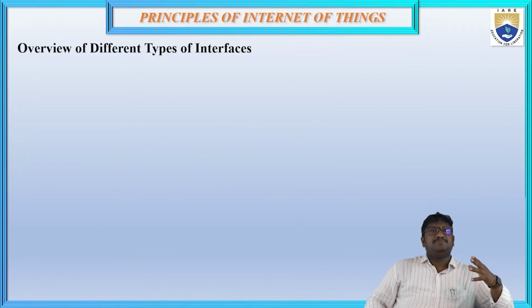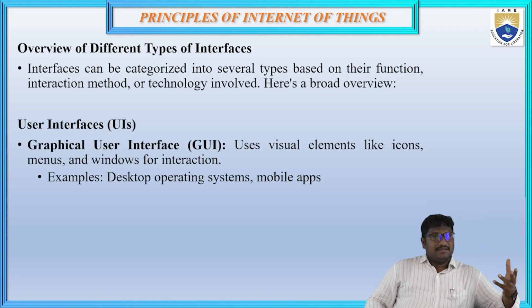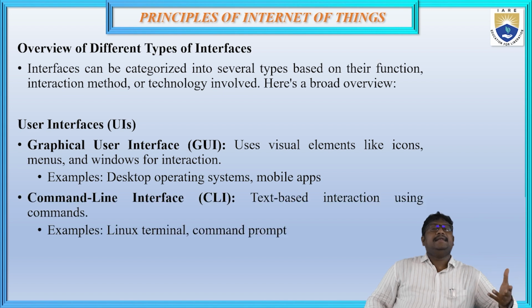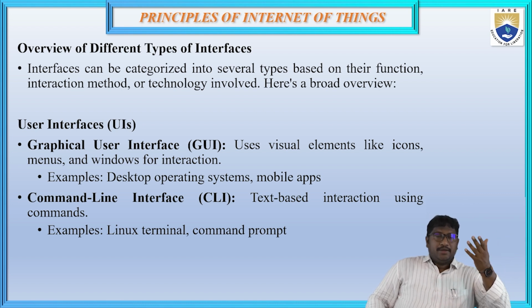Overview of the different types of interfaces which are utilized. Interfaces can be categorized into several types based on their function, their interaction, or the technology involved. Here, the user interfaces are the graphical user interface and the command line interface. A graphical user interface uses visible elements like icons, menus, and windows for interaction purposes. For example, a desktop operating system or mobile apps. And coming to the command line interface, it is text-based interaction using commands only, like the Linux terminal or command prompt.